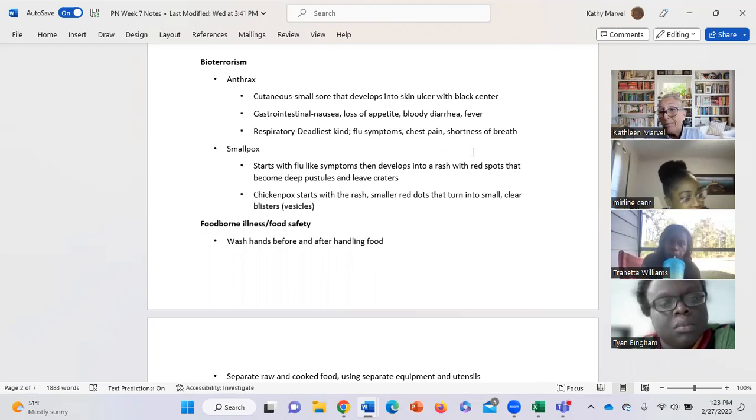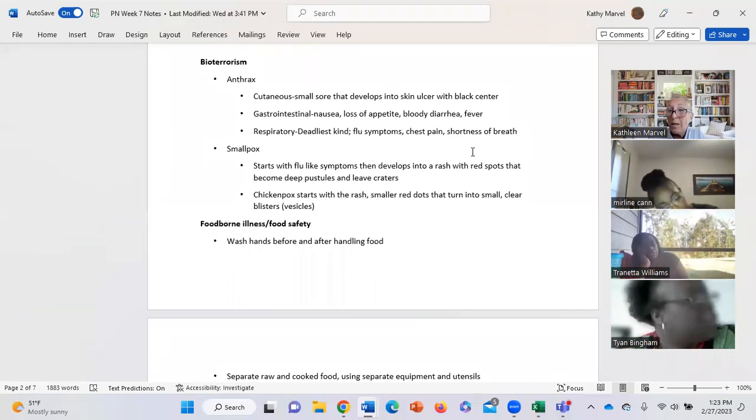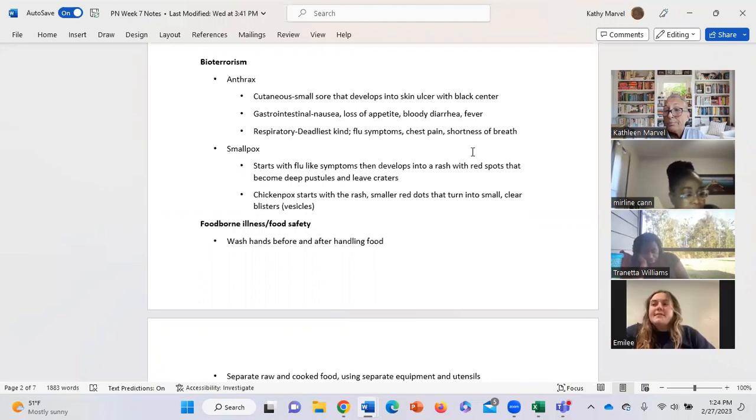Okay, what's anthrax? Cutaneous: small sores that develop into skin ulcers with black centers. What are some GI symptoms of anthrax? Loss of appetite, diarrhea, fever. Respiratory is the big one with anthrax. Flu symptoms, chest pains, shortness of breath. Anthrax is a bacteria, right? Mm-hmm.